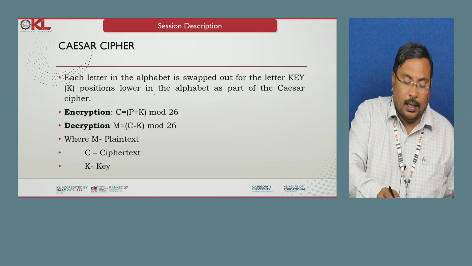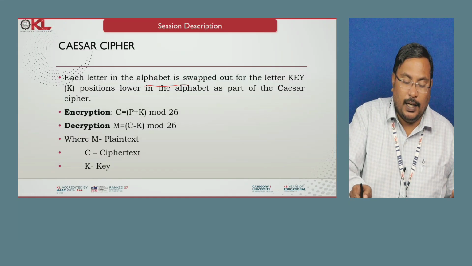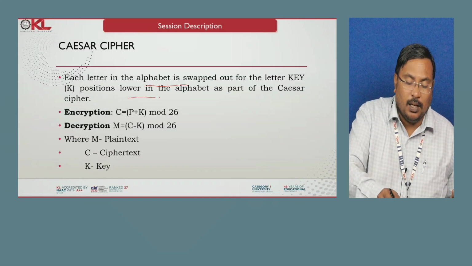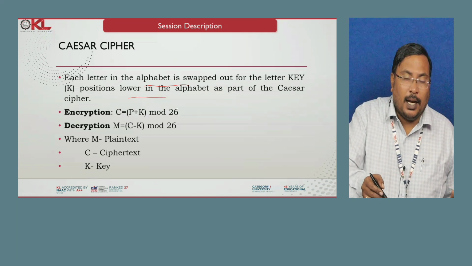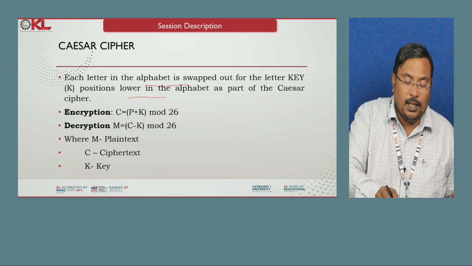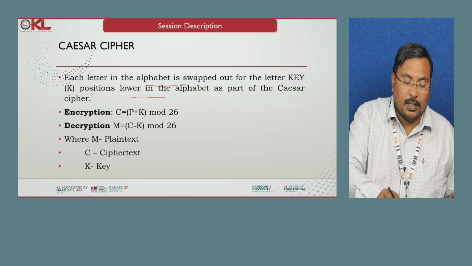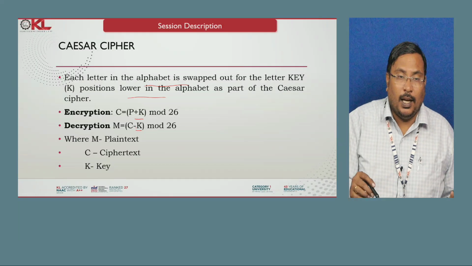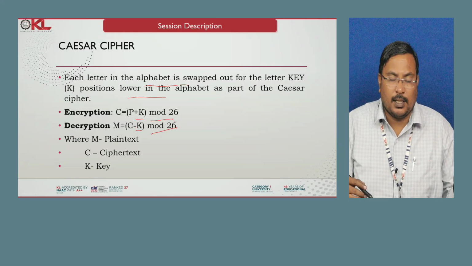Each letter in the alphabet is swapped out with the letter key positions away. Lowercase letters are used as the plain text and uppercase letters are used as the ciphertext. The encryption algorithm is C equal to (P plus K) mod 26, and decryption is P equal to (C minus K) mod 26. Here we are adding the key value and here we are removing it, and mod 26 is used because we have 26 letters in the English alphabet.